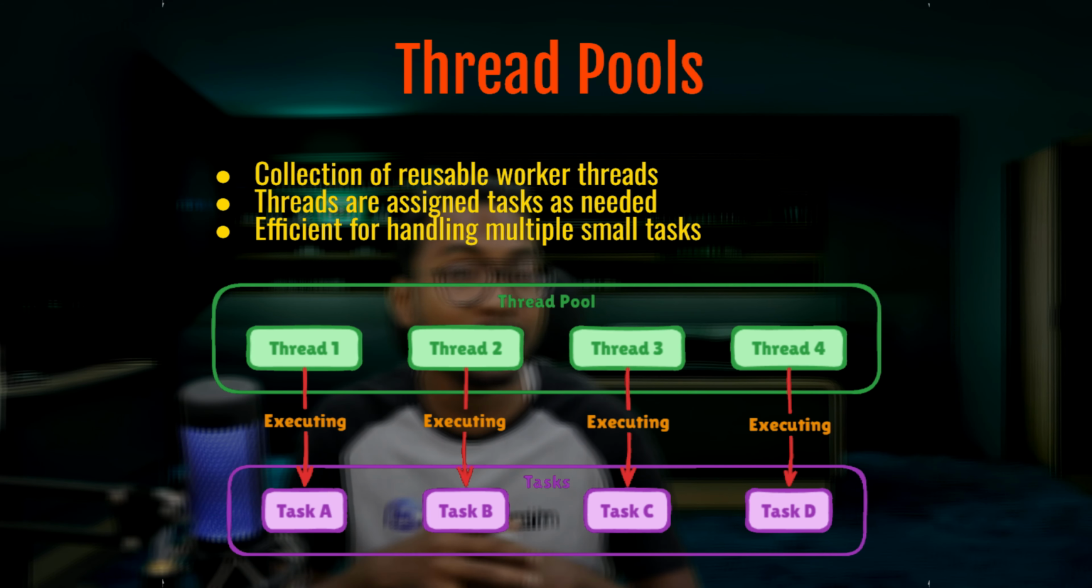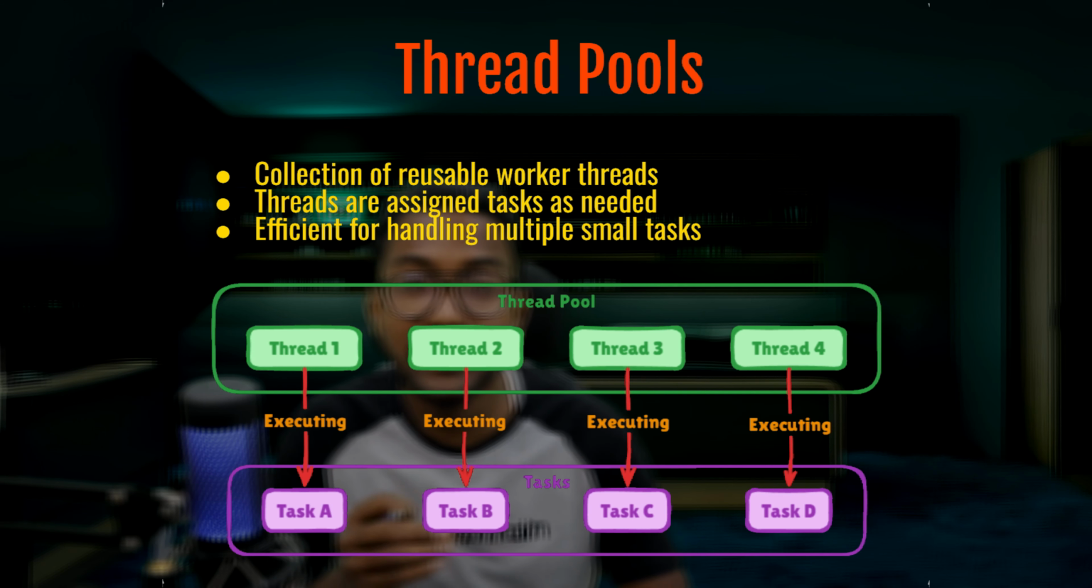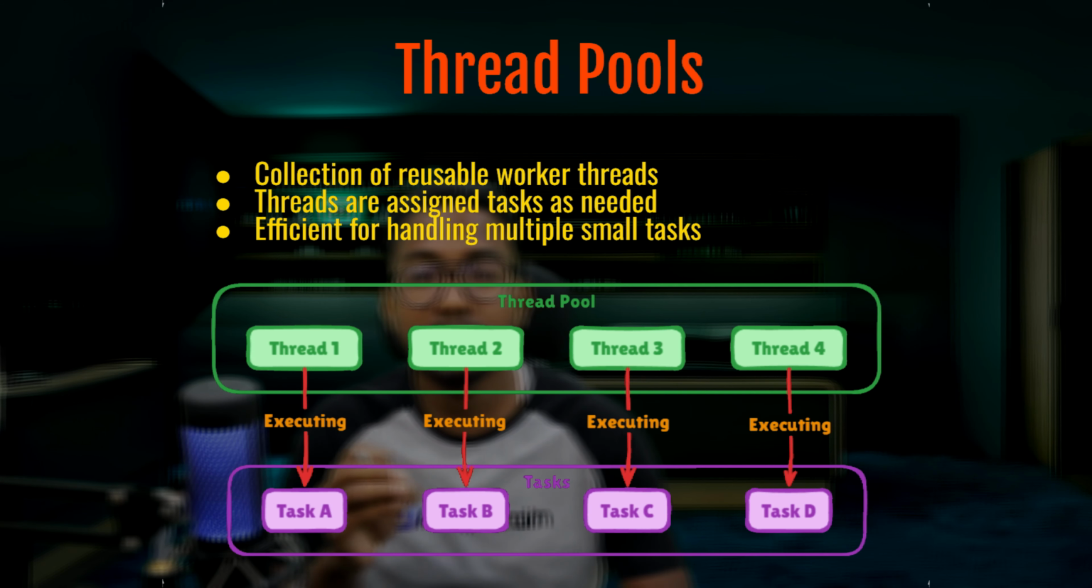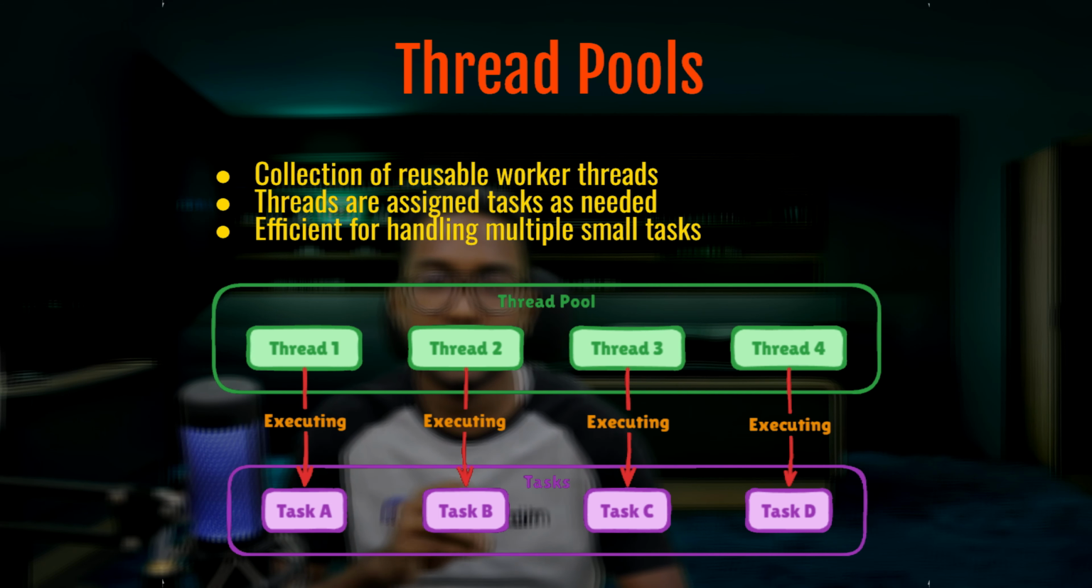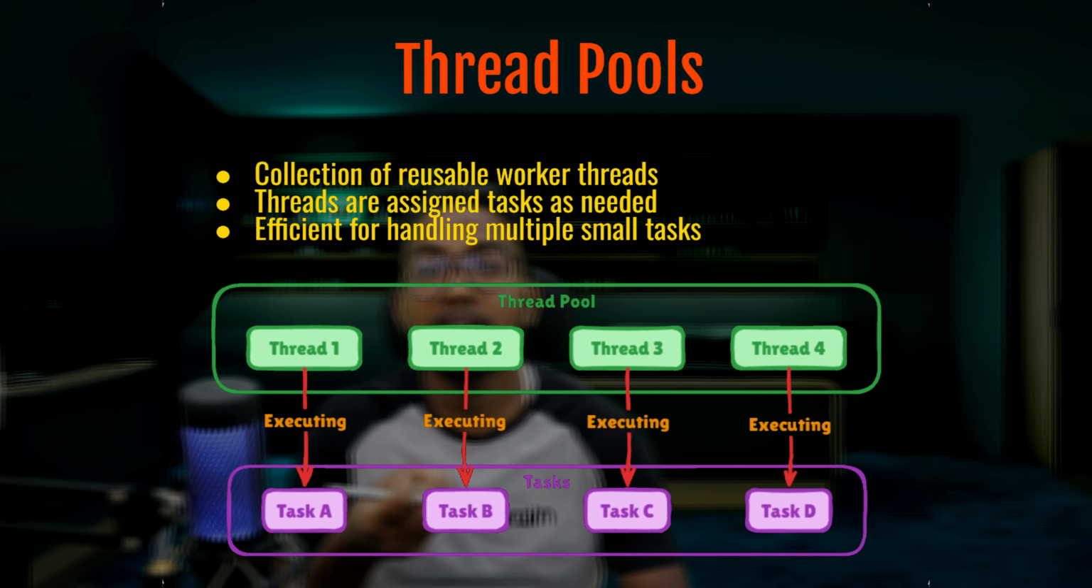Why is this important? Well, creating and destroying threads can be a time consuming operation, especially if you are dealing with a large number of tasks. By reusing threads, you avoid this overhead, which leads to better performance, especially in systems that handle a high volume of tasks like web servers or database servers.